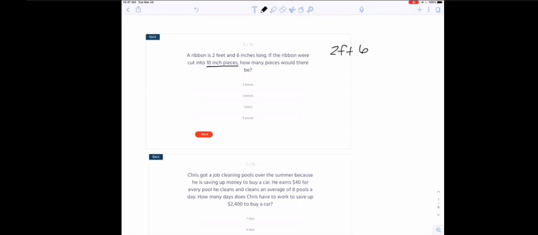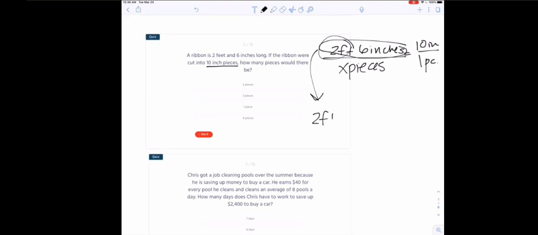Okay, so 2 feet, 6 inches, and we want to cut it into 10-inch pieces. Now, I'm going to do this with our equation, but there's another way of doing this, and I'm going to go over it with you in a second. 10 inches is to 1 piece. Okay, problem here is, this is not fully in inches, so we have to convert this to inches. 2 feet is to x inches, as 1 foot is 12 inches.